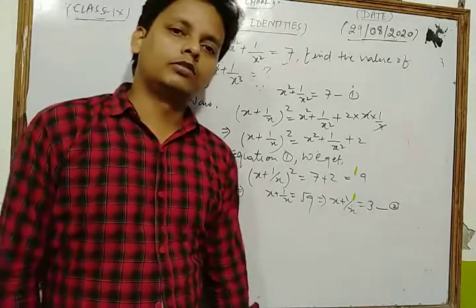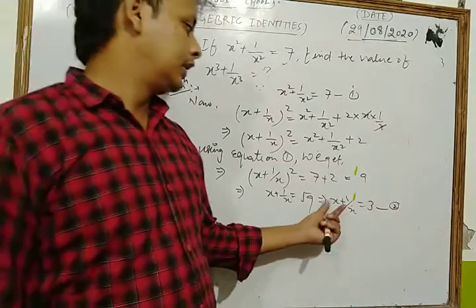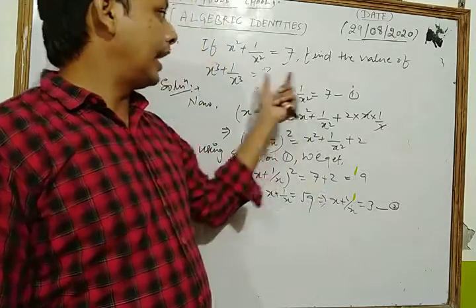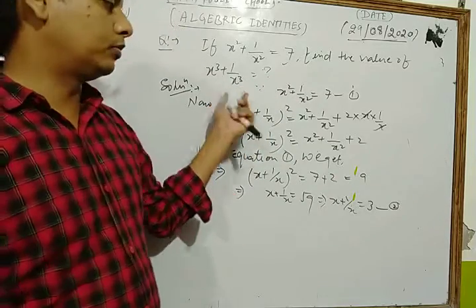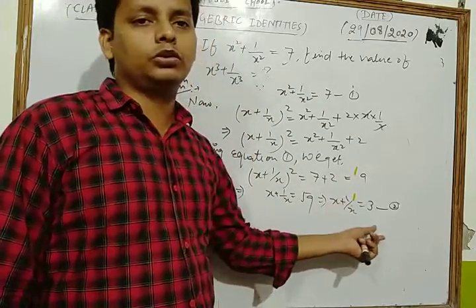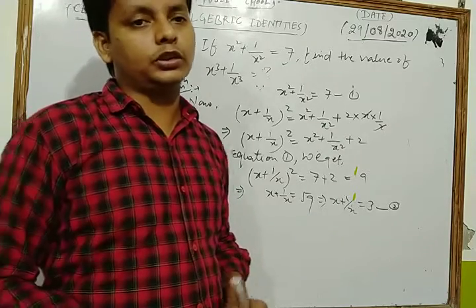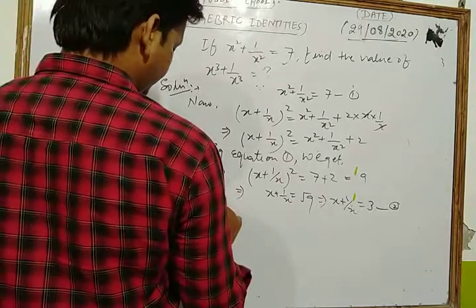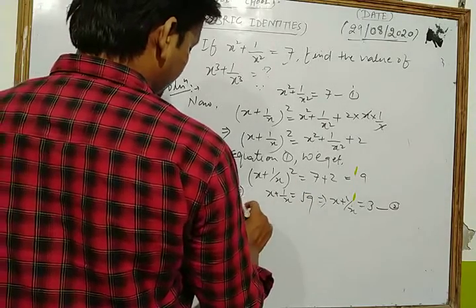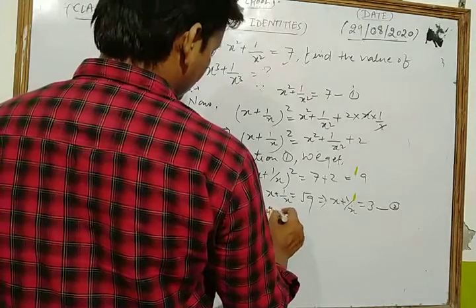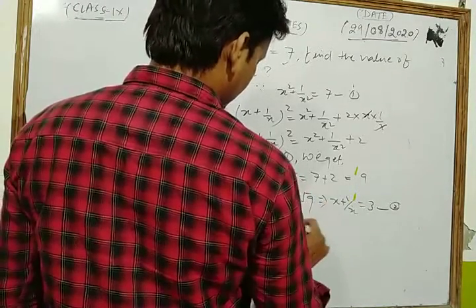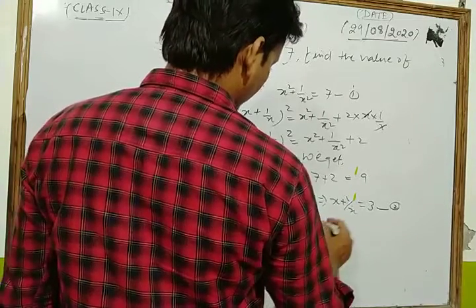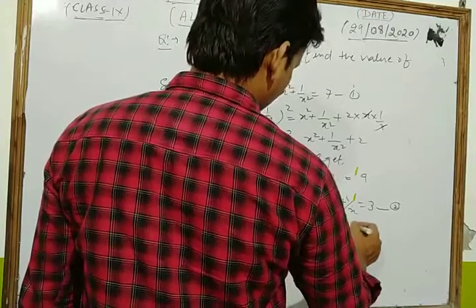Okay, now take equation number 2. Dear students, here x plus 1 upon x is equal to 3. Now we find the value of x cube plus 1 upon x cube, and the value of x plus 1 upon x is equal to 3. Now we take the cube on both sides, and in this way we get the result of x cube plus 1 upon x cube. Let's see. Now from equation 2, taking the cube on both sides means (x plus 1 upon x) whole cube is equal to 3 cube.